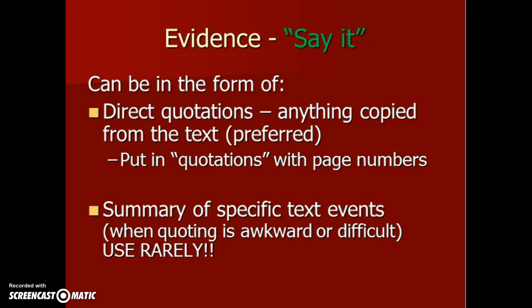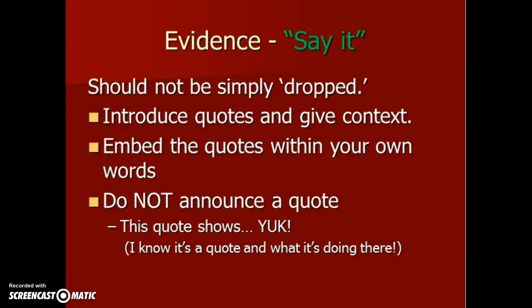This is preferred because when you have hard evidence, word for word textual evidence from the author, your argument is a lot stronger than a summary of evidence. However, you can use summaries when quoting is awkward or difficult. Just use them rarely. Now, when you use evidence, when you say it, you don't simply want to drop your quotes.